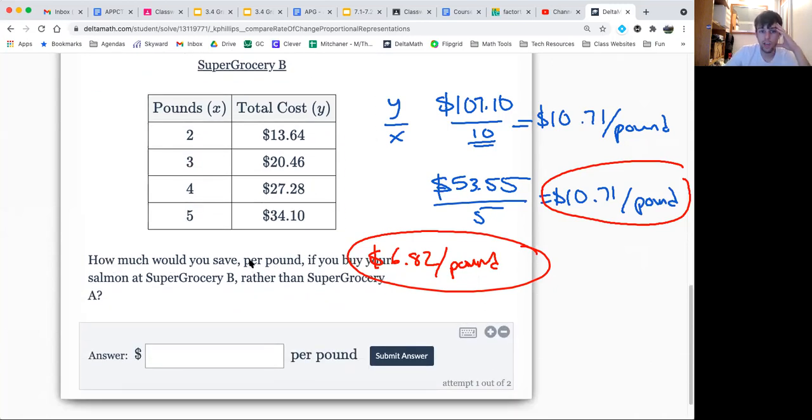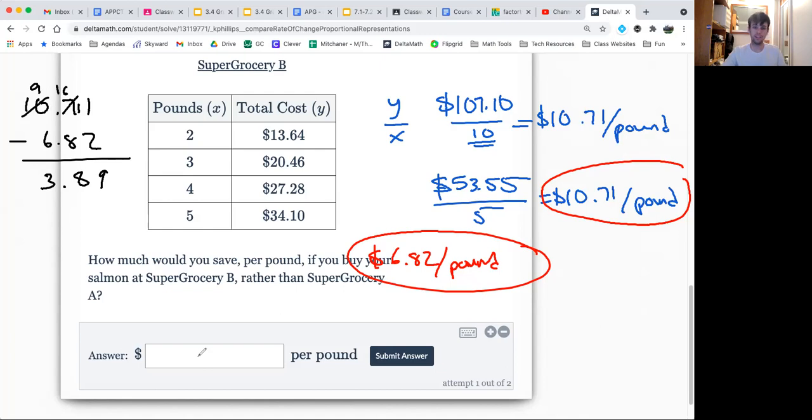How much would you save per pound if you buy your salmon at super grocery B compared to super grocery A? Okay, so it's less, so let's actually just find the exact difference here. So we would do $10.71 minus $6.82. Have to borrow here. So it's 9, and then this is 9 and 16, so 8. That's $3.89. Let me just confirm that with a little calculator action. Yep, $3.89. So we are going to save $3.89 per pound.